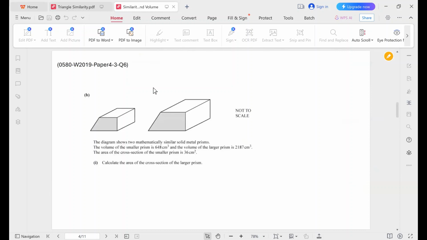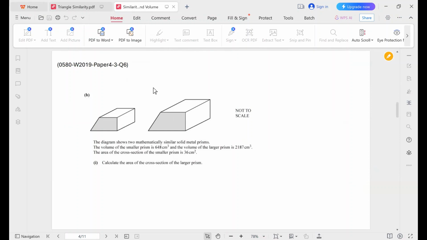The diagram shows two mathematically similar solid metal prisms. The volume of the smaller prism is 648. The volume of the larger prism is 2,187. The area of the cross-section of the smaller prism is 36. Calculate the area of the larger prism.